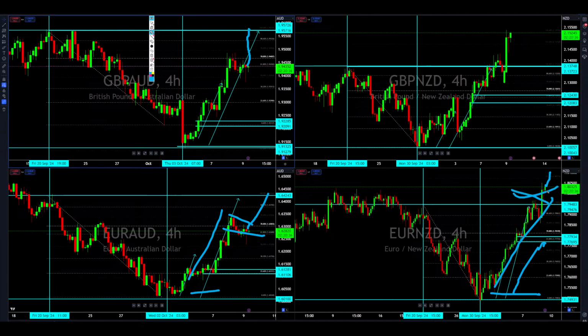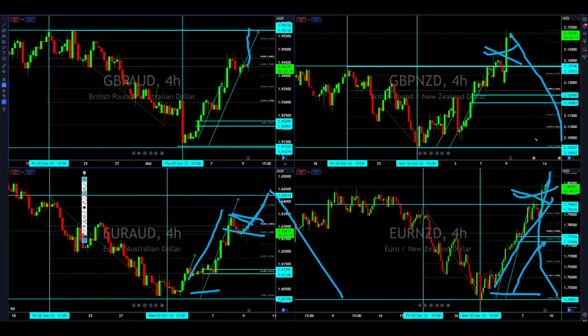Euro New Zealand dollar is done, pound New Zealand dollar has done the move. But these charts can slightly push up, and once we see the New Zealand dollar and the Australian dollar start rising from the floor, then these charts will start falling. Then we need to see first a decent move on the New Zealand dollar against the US dollar and the Australian dollar against the US dollar before we start selling these charts.